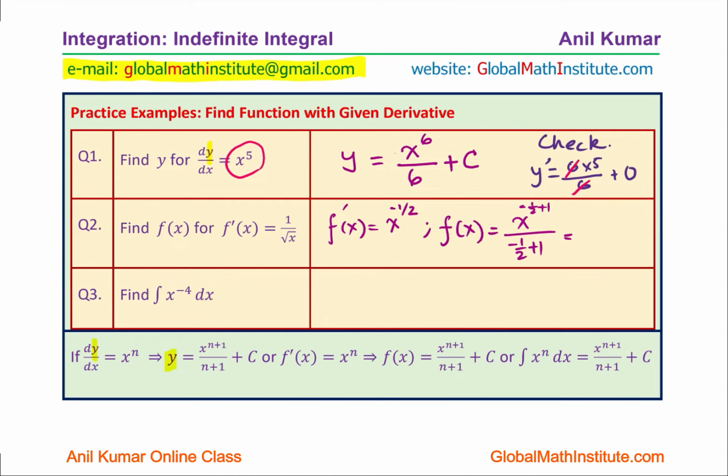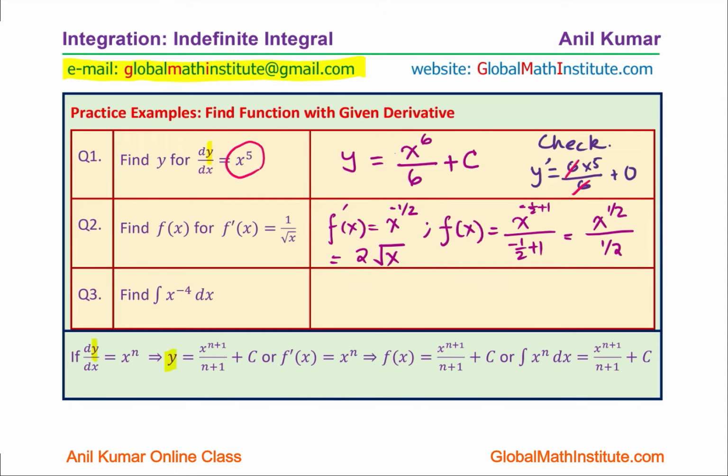So when you add, you get x to the power of half over half, correct? Or we get our answer, which is 2 times square root of x. You can check the result. The derivative of 2 times square root of x will be what? Half of this times in the denominator square root of x. So yes, you get it.